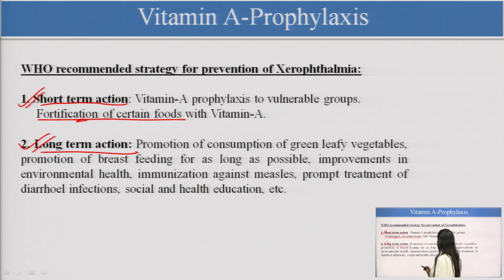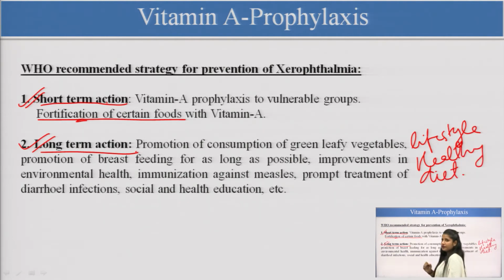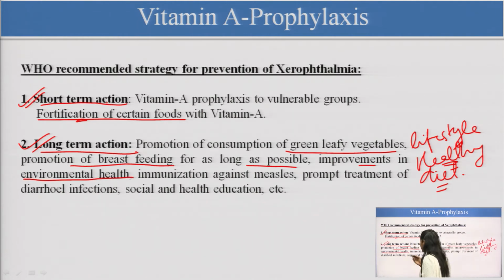In the long term action, what will we do? We will promote the lifestyle, okay, healthy diet, because for the long term we cannot give medications. For the long term we need to promote a healthy diet in the population. Okay. So, that is where it is written, like green leafy vegetables, we can promote this, promotion of breastfeeding for as long as possible, and we can also provide some environmental health promotion, and immunization in the children, as I told you under the NIS program, National Immunization Schedule.